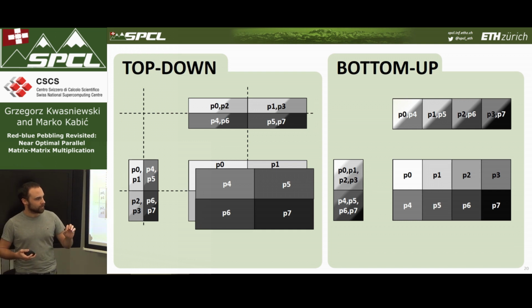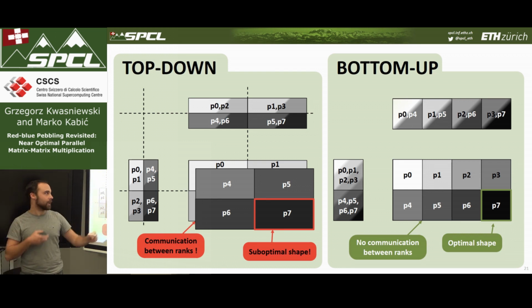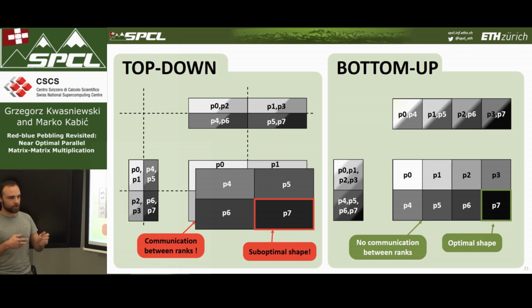So what we can see is that the local domain per rank here is this optimal square shape, which maximizes the reuse compared to this stretched rectangle in the top-down approach, and also the communication in the reduction dimension between ranks is minimized. Okay, so this is the high-level picture.